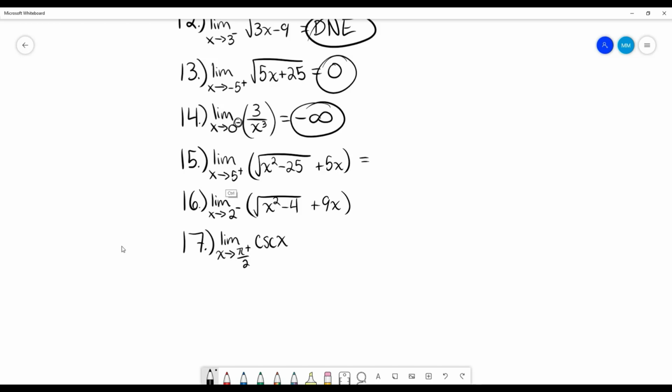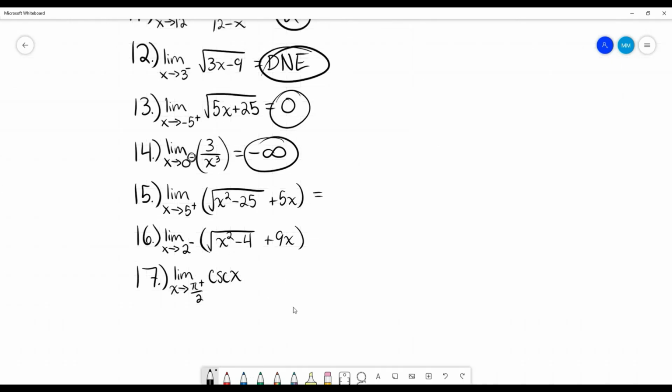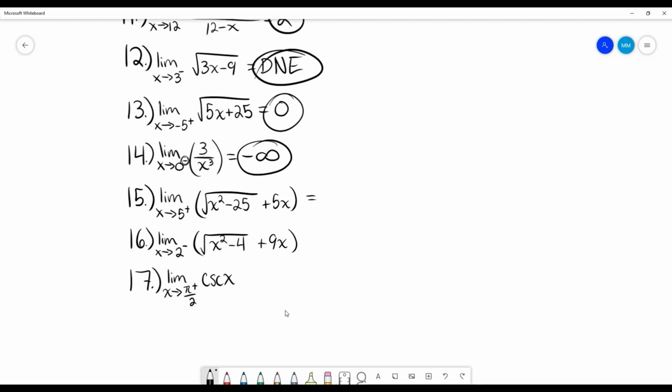Since we're approaching it from the right, we're only going to be using values bigger than 5, which means we should be staying in the domain the entire time. So let's go ahead and plug in some values and see. If we plug in this 5, we're going to get a 0 plus a 25. So if we create our table again, x and y, I've got 5, and that's going to be 25. Let's get some bigger values: 6, 7, and 8.